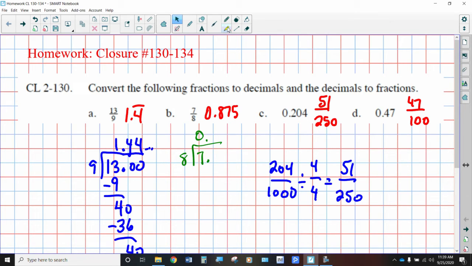Here we are going in the opposite direction, where we have to identify what place is the last digit in. It's in the thousands place. So you write it as a fraction, 204 over 1,000. But then you have to remember all fractions must be simplified. So it turns out 204 and 1,000 have 4 in common. So divide the top and the bottom by 4 to get this fraction in simplest form. For D, there's no simplification required. 47 hundredths is already in simplest form.